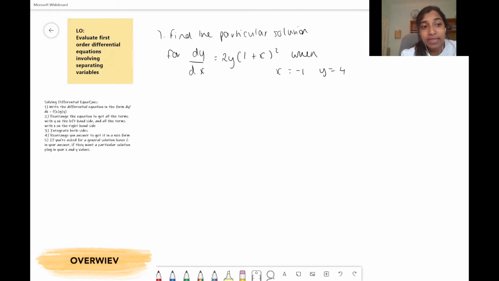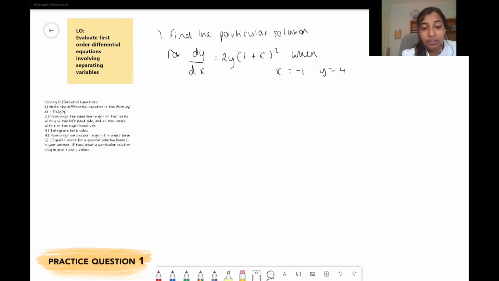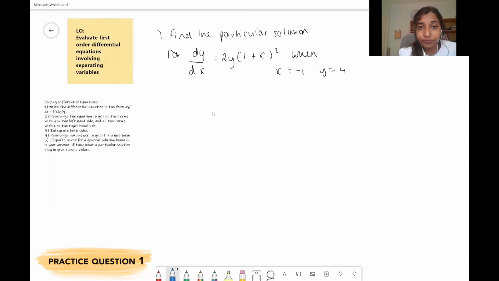So I've written the steps here to solve a differential equation. If we try it with an example and go step by step, it might be more useful. So the first step is you want to write the differential equation in the form dy over dx equals f of x and g of y. So the first thing we want to do is find our f of x and our g of y. So our f of x, that's just 1 plus x squared, and our g of y, that's just 2y.